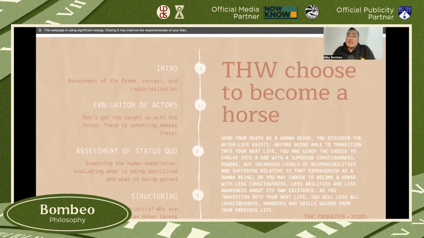Before being able to transition into your next life, you are given the choice to evolve into a god with a superior consciousness, powers, but increased levels of responsibilities and suffering relative to that experienced as a human being. Or you may choose to become a horse with less consciousness, less abilities, and less awareness about its own existence. As you transition into your next life, you will lose all consciousness, memories, and skills gained from your previous life. And the motion is this house would choose to become a horse.